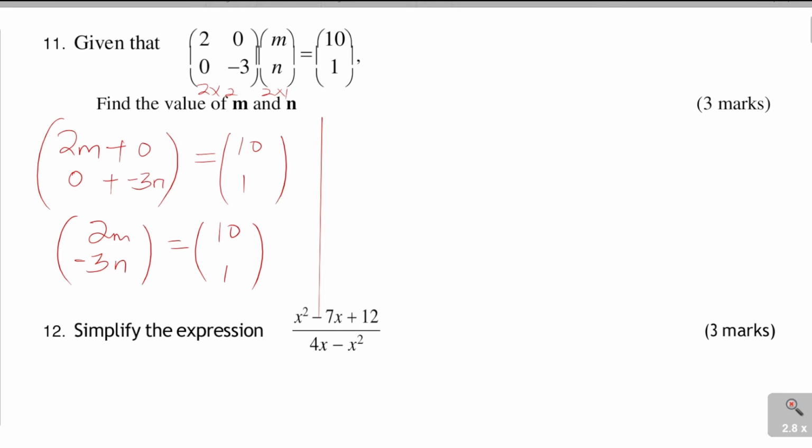Like that. Now you just equate the corresponding elements. You can see these are 2 by 1, 2 by 1 matrix. Both of them are 2 by 1 matrix. So 2m corresponds to 10. So 2m is equals to 10. And here you get m is equivalent to 5. And then negative 3n is equals to 1. So n is equals to negative a third.